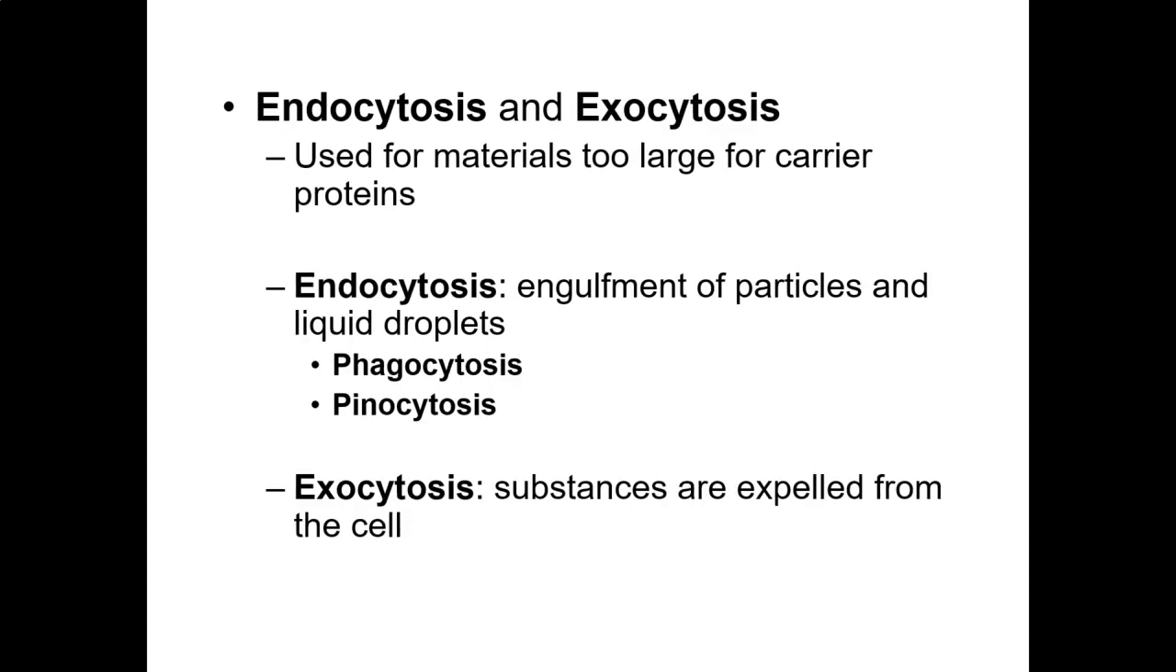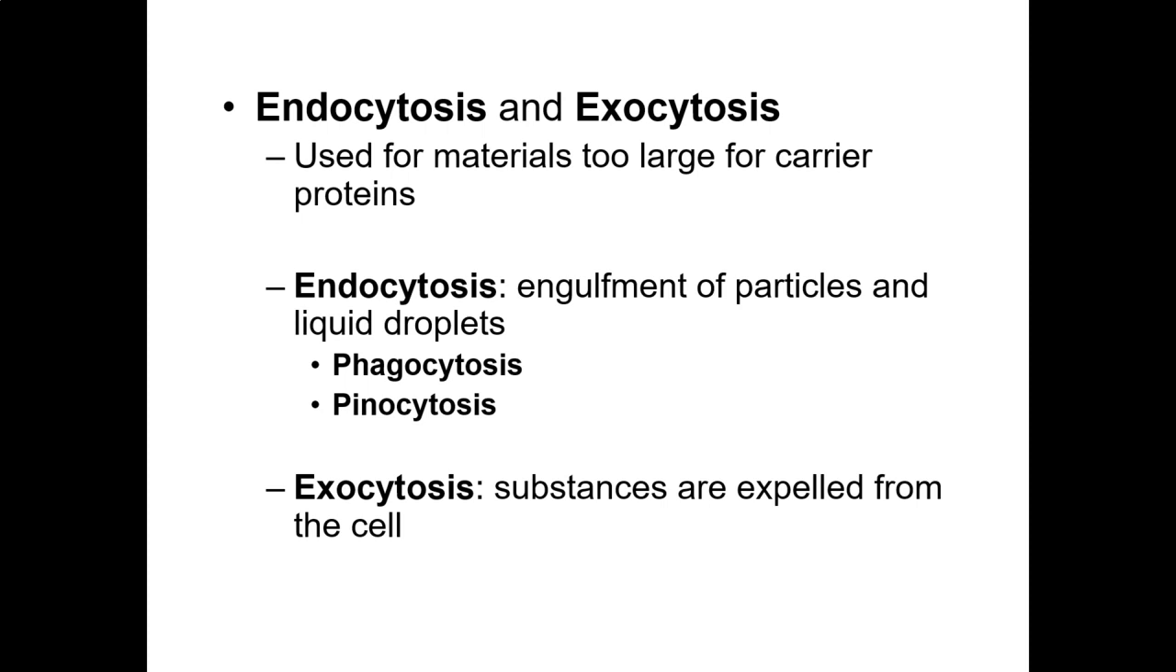Then we have endocytosis and exocytosis. And this is how materials, large materials, are transported in and out. These are things that are too big to go through those carrier proteins. So they're actually going to kind of be put into little vesicles and just kind of popped in or out of the plasma membrane.